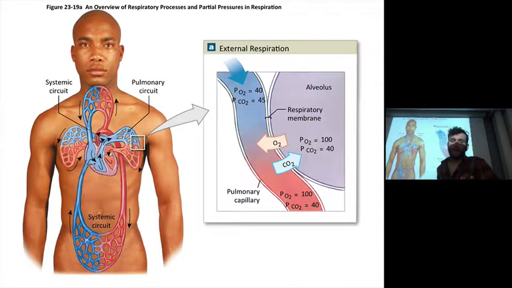the blood. Transport the gases, the oxygen in the blood. So how does this work, this exchange?